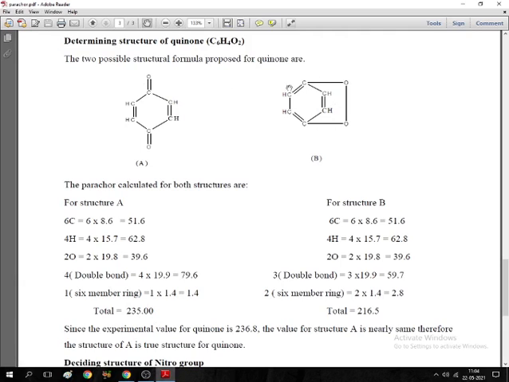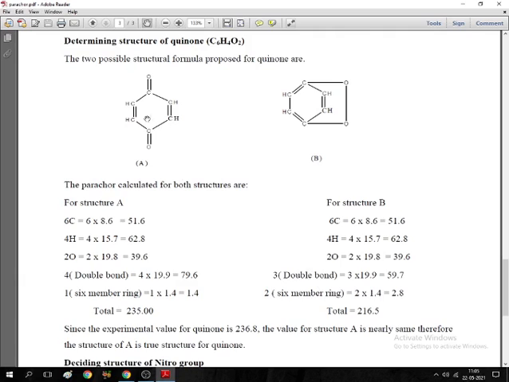Similarly you can calculate for structure B. In structure B there are 6 carbons. Now for hydrogen, 1 2 3 4, 4 hydrogens into 15.7 is 62.8. Oxygen, 2 into 19.8 is 39.6. Here the double bonds are 1 2 3, 3 double bonds, 3 into 19.9 is 59.7. Now 6 membered ring, this is one 6 membered ring. Another 6 membered ring is 1 2 3 4 5 and 6. Therefore there are 2 6 membered rings.